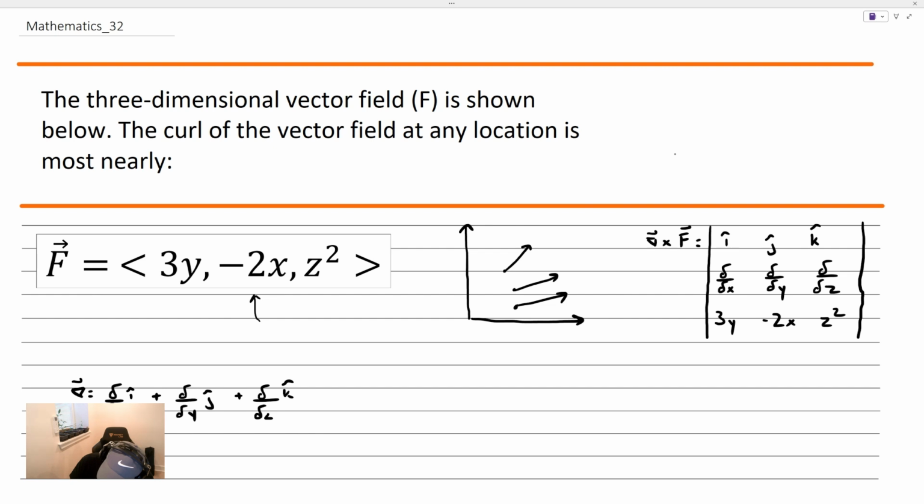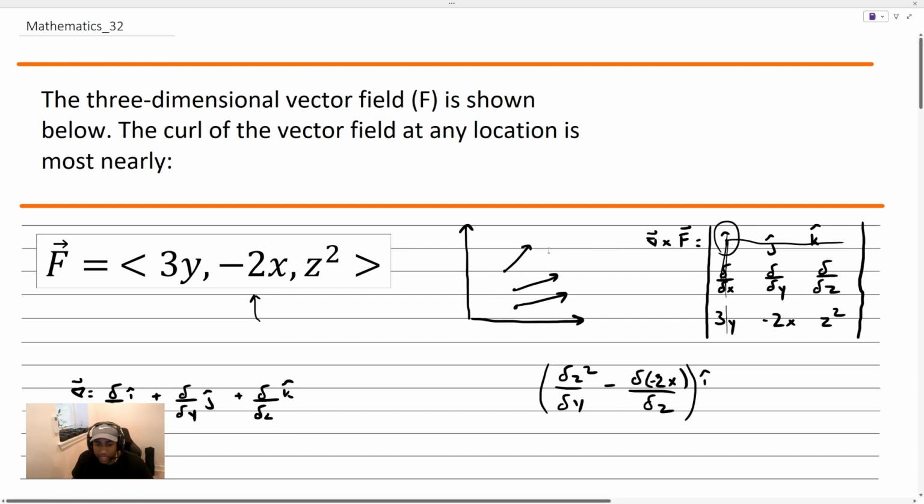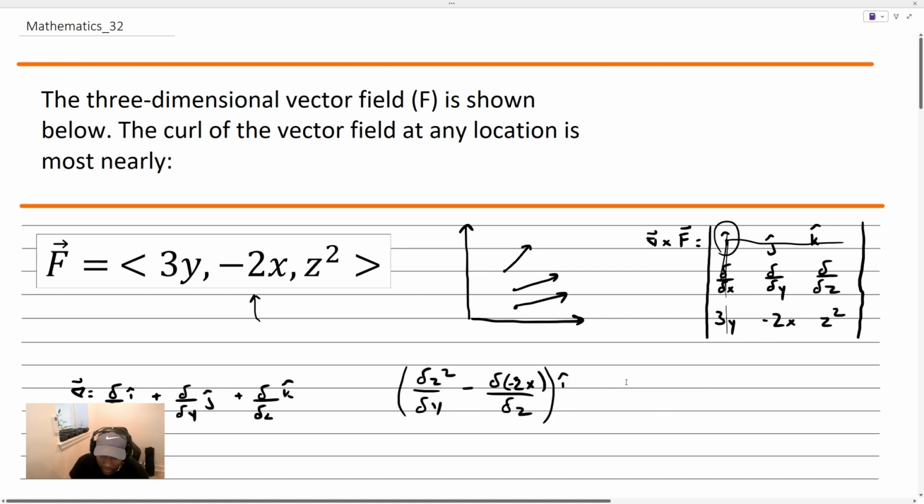First thing we're going to do, we pretty much cover the first element. If we cover this i component, cover the row and column associated with it, what we see is that we get a smaller 2 by 2 determinant, which is the partial of z squared with respect to y minus the partial of negative 2x with respect to z. And this points in the i hat direction. Now that's how we expand the determinant for that first row, first column element.